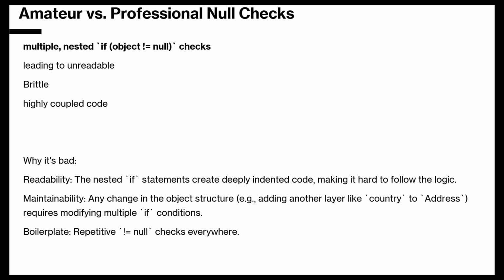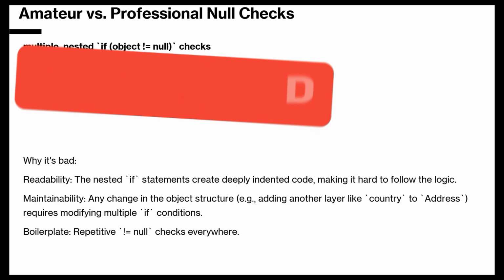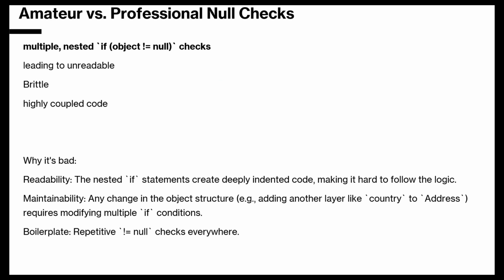Now why is it considered bad? Because readability wise, it has nested statements which we create deeply, so it is going to be deeply indented code, and the formatting had to be done like that. It made it hard to write the particular logic, and it was quite difficult to maintain. Any change in that particular object structure is going to add another layer. Like if you have country, you have to add address, so it requires multiple modifications of if conditions. Now, as I told, this was repetitive code, so you used to write this not-null condition everywhere. Now we'll look into the code, how it was written earlier.